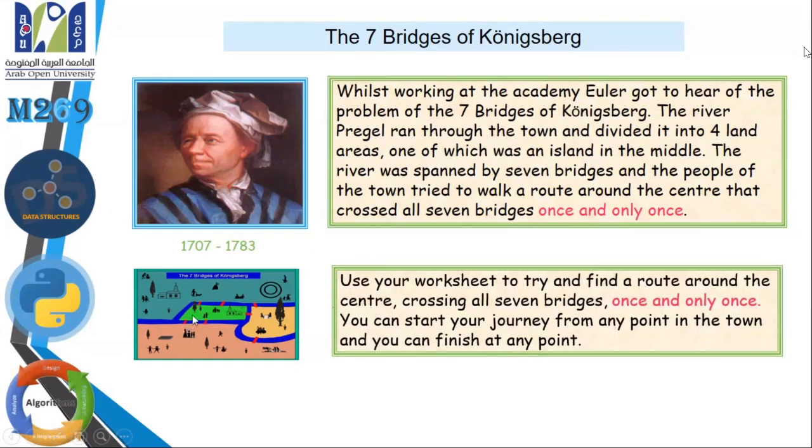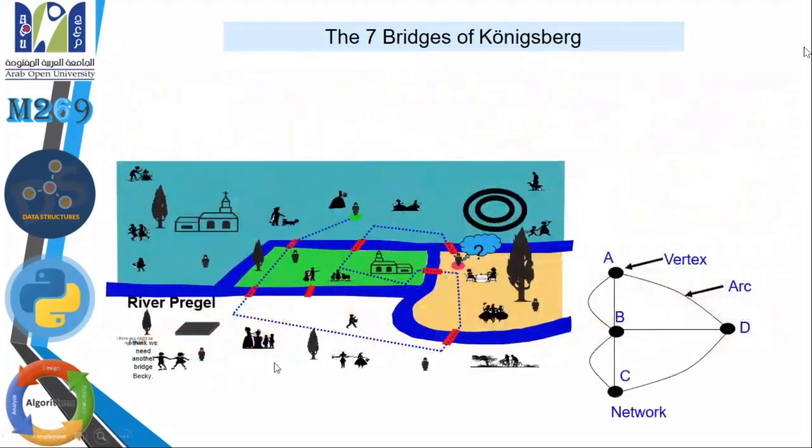So now, can you use your worksheet to try and find the route around the center? Can you cross the red bridges, the red ones? So you have 7 bridges: 1, 2, 3, 4, 5, 6, 7. Can you go through all of them without crossing one twice? So it has to be once and only once. That's the starting of the idea.